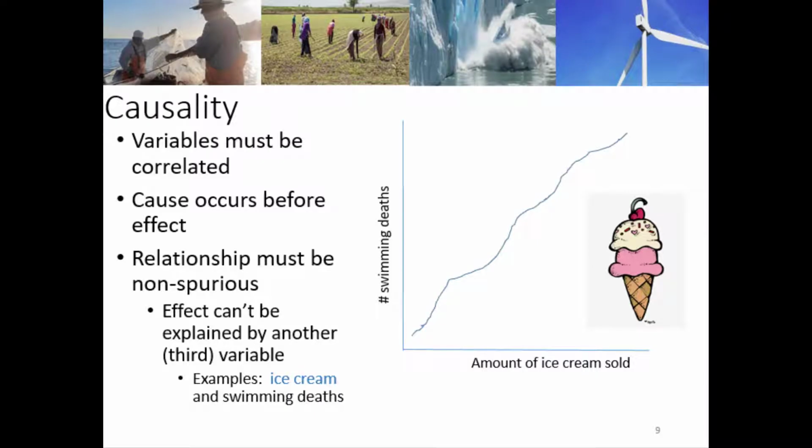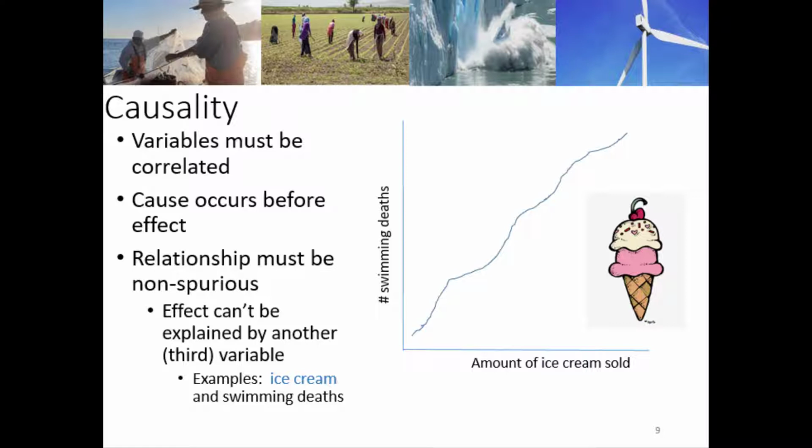In many studies, we hope to gain insights into causality. In essence, what is the effect of X on Y? This is often harder than it seems on the face of it. To make causal claims, variables X and Y must be correlated. Secondly, the cause must occur before the effect. And finally, the relationship must be non-spurious. In other words, the effect can't be explained by another variable, sometimes termed a confounding variable or a lurking variable.